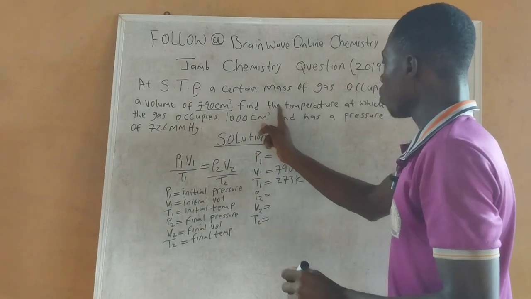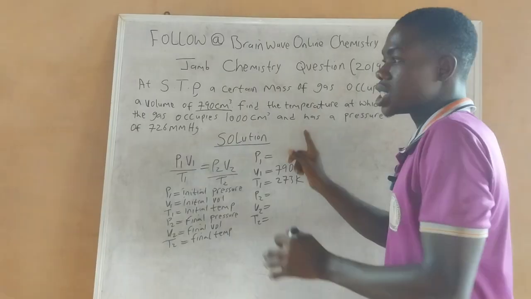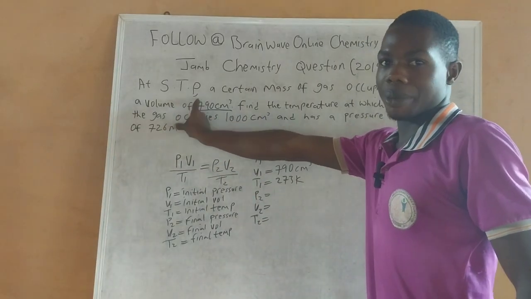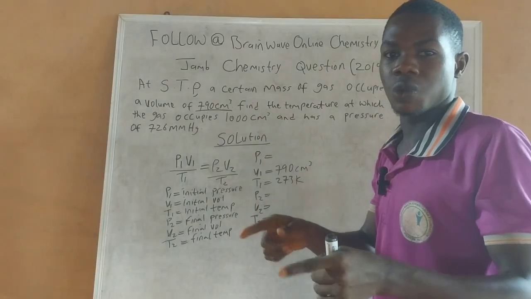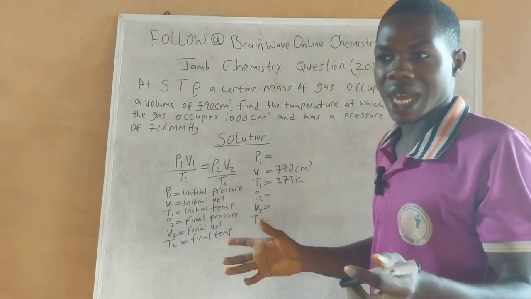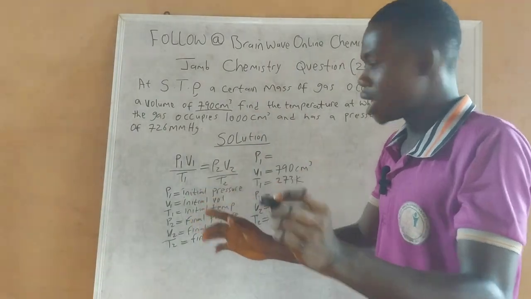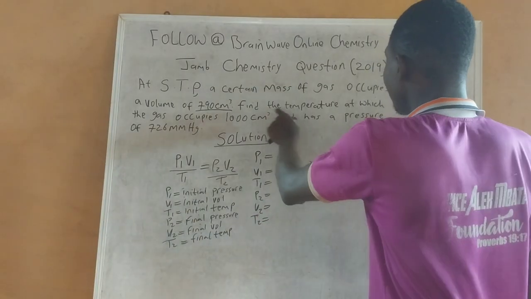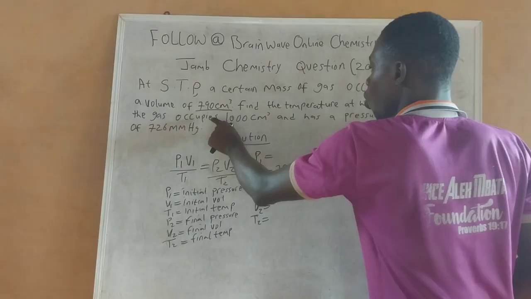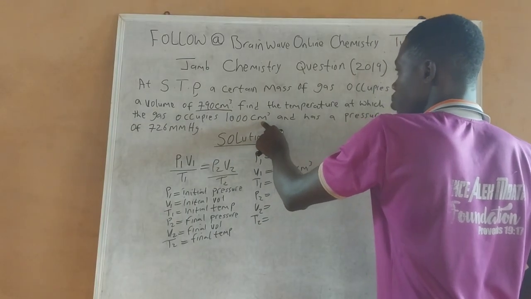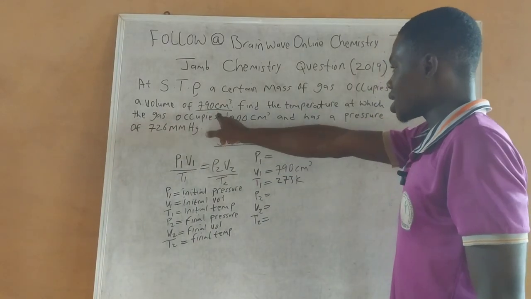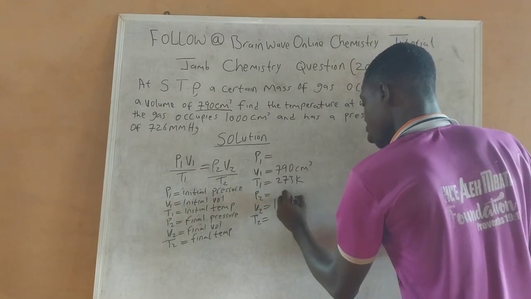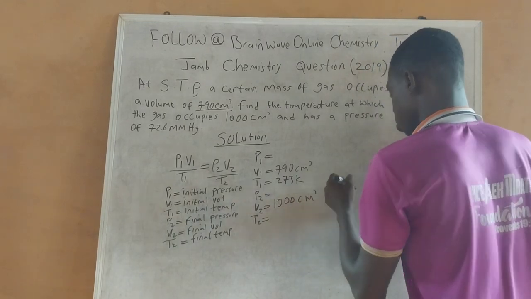Because the question says we should find the temperature, which is the T2, and they did not give us T1, but here they wrote standard temperature and pressure. And standard temperature has a value, which is 273 Kelvin, which means that 273 Kelvin is our T1. Since you're telling me to look for T2. So that's it. Find the temperature at which the gas occupies 1000 cm cube. Now they gave us V1 before. Now you're saying 1000 cm cube, which is our V2. So V2, which is final volume, is 1000 cm cube.